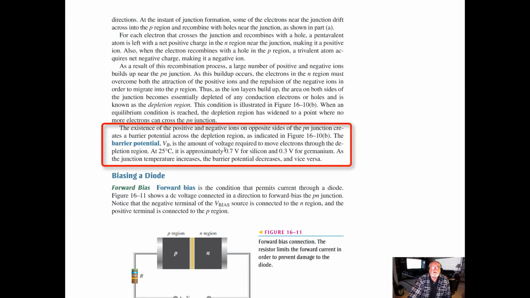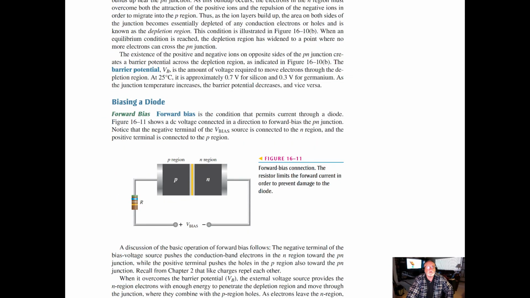These two values are very important because these are the values that you will use in your analysis and the values that you will use in setting up a bias in different types of materials, whether it's silicon or germanium, to make it go into conduction. As the junction temperature increases, the barrier potential decreases, and vice versa.